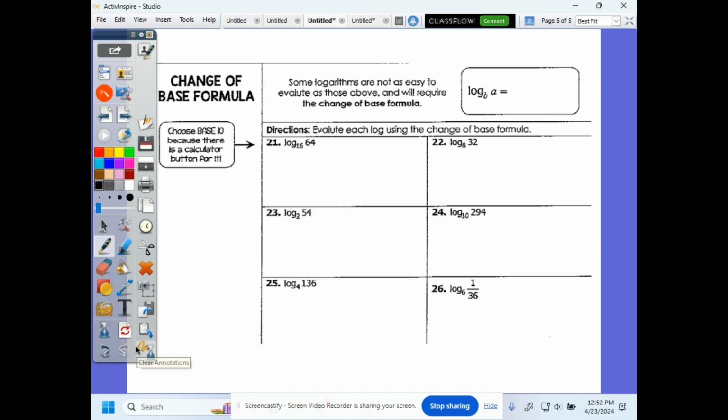What is change of base? If you have log of A to the base B, it can be written as log of A over log of B. You make both of them a common log because the base here is 10, the base here is 10. So here, number 21, log of 64 over log of 16. That's all you have to do there. If you're being asked to get the complete answer, you need to use your calculator.